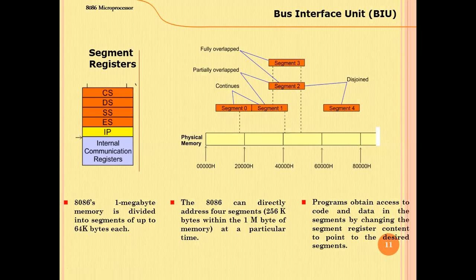So in this way, in physical memory, these segments may either be overlapped or non-overlapped. Generally, they are non-overlapping, and each segment is allocated 64 kilobytes of data, because each segment is addressed with 16 bits, hence 2 power 16, nothing but 64 kilobytes. So each segment allocates 64 kilobytes.